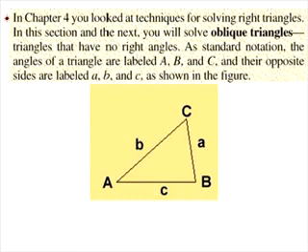Back in Chapter 4, you looked at techniques for solving right triangles. In this section and the next, you will solve what we call oblique triangles. These are triangles that have no right angles.